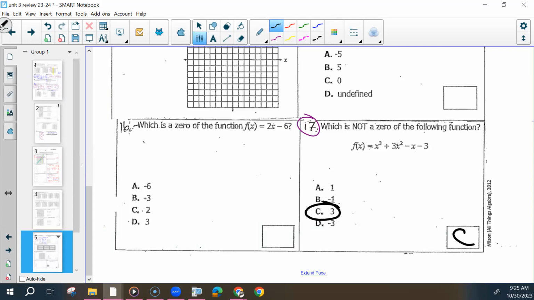Any other questions on that page? 12, 13, or 16? The function. This is your function for your equation. We just look at the equation. Same.